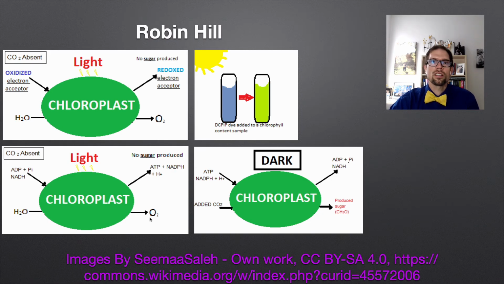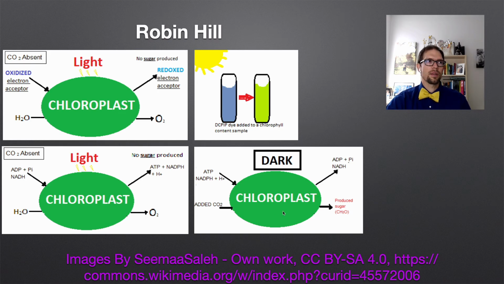If he took these chloroplasts out of the light and put them in the dark now, added CO2 into the mixture, the ATP and NADPH would then be used by the chloroplast. So we get the ADP back, and the NADP+ would be back as well. The CO2 would get formed into the glucose molecule, so we're going to produce sugar, and so photosynthesis could occur.